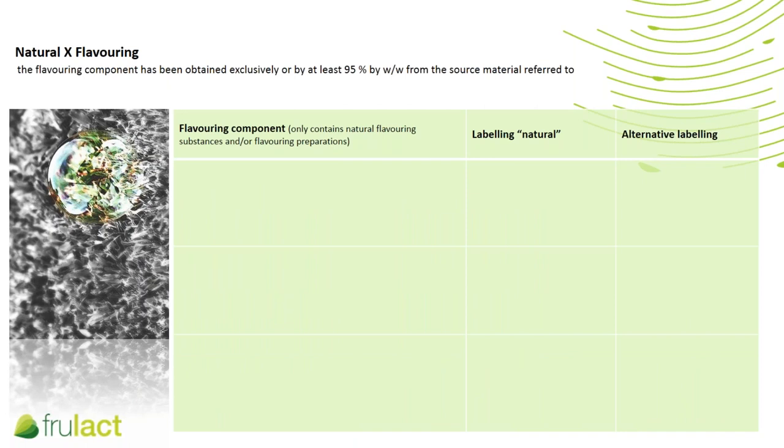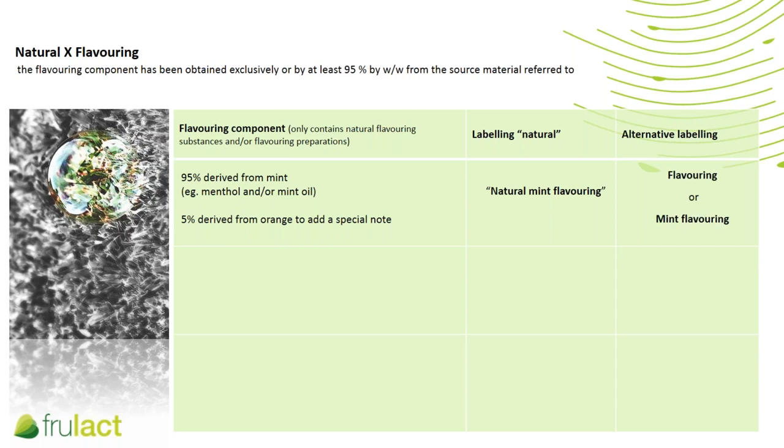Another one, and now we are in the natural X flavoring. In these scenarios, the flavoring component contains natural flavoring substances and or flavoring preparations. If we have 95% of the flavoring component derived from mint and 5% from orange, a special note, if we use the word natural, we will label as natural mint flavor. Again, we have more than 95% of mint. Alternatively, as before, flavoring or mint flavoring without the word natural.